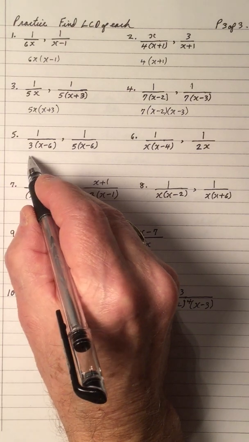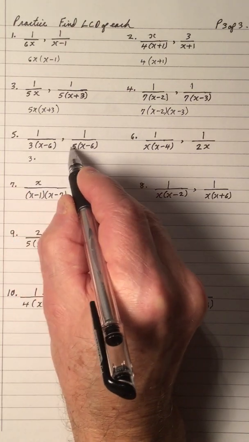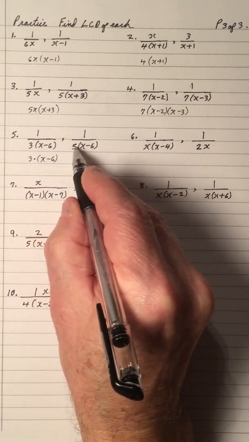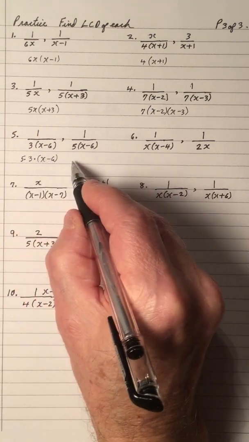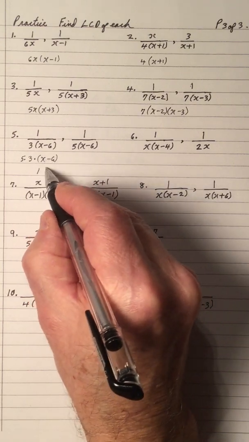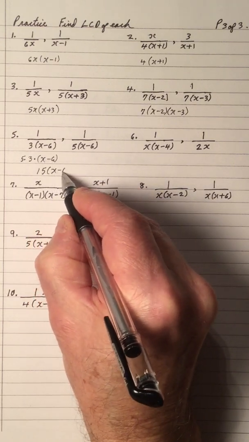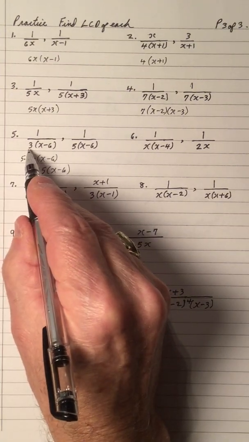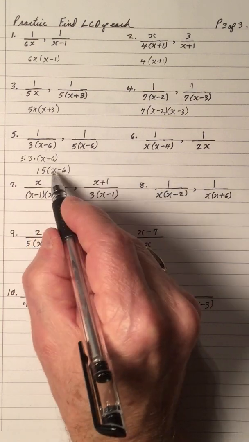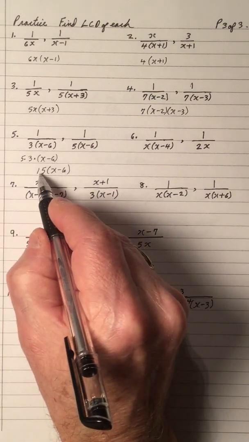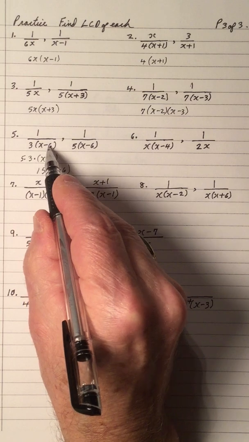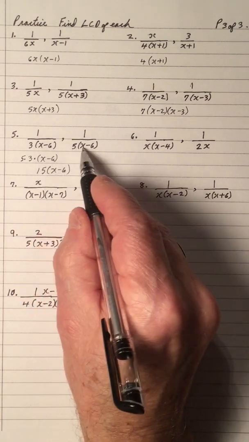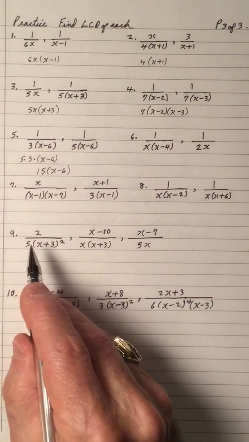I have to have a 3, and I have to have an x minus 6. 5 is not there, so I'll put the 5 right there. And the x minus 6 is there, so the LCD is 15 times x minus 6. So common denominator for 3 and 5 is 15, and the x minus 6. So 3 is right there, 3 times 5. X minus 6 is right here. 5 is in here, 5 times 3, and x minus 6. So this is the LCD.